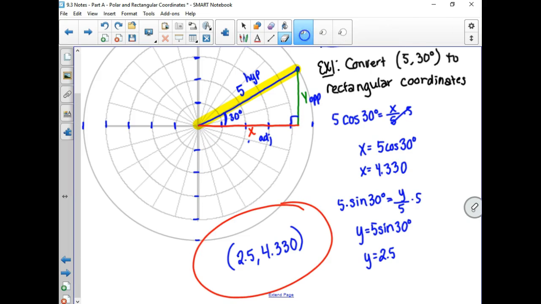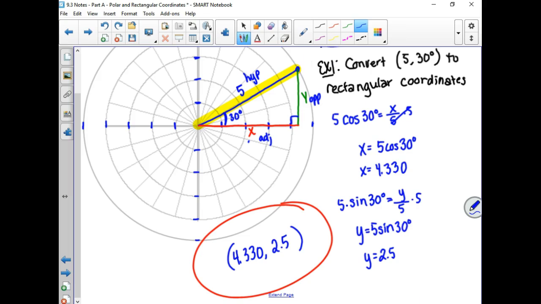Oh, yeah. Sorry. Let's fix that. 4.330 and 2.5. I don't even know why I got this backwards. So if instead of going 30 degrees and having a radius of 5, I decide to go to the right 4.330 and up 2.5, that gets me to the same point there. Okay, questions?